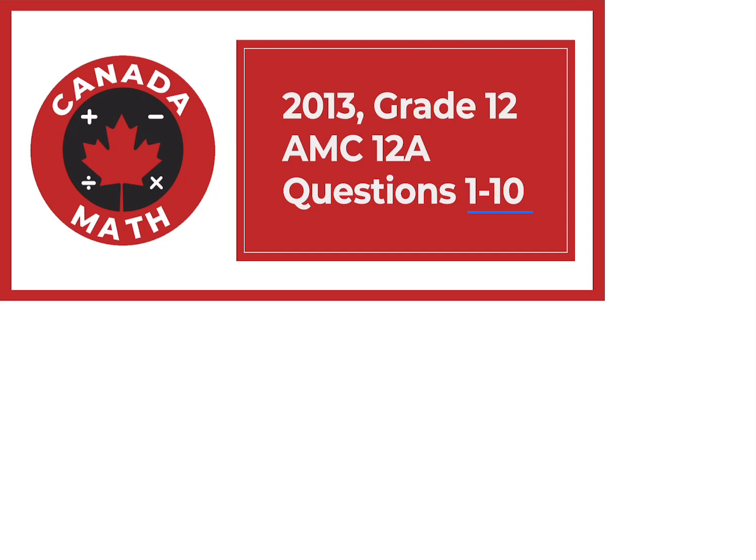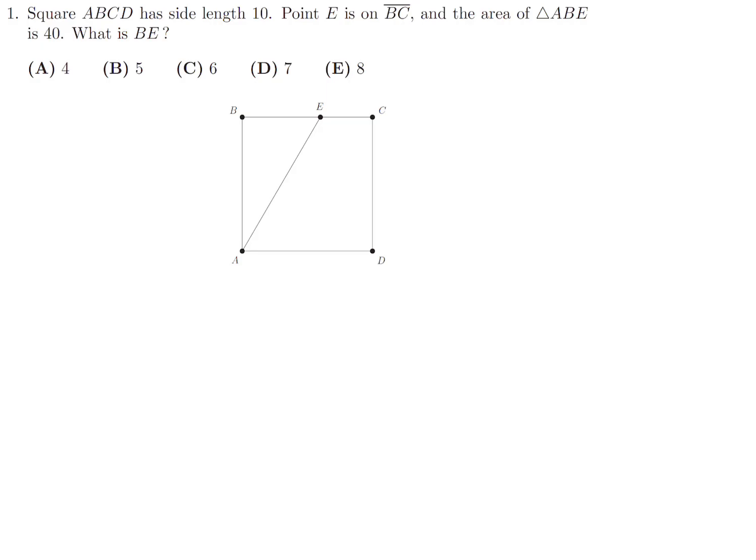Questions 1 through 10 on the 2013 Grade 12 AMC 12A. Square ABCD has side length 10, point E is on BC, and the area of ABE is 40. What is BE? This is 10, this is 10, and they told me that the area of this triangle ABE is 40. So the area of the triangle is calculated as 1/2 base times height. So the base we can use as BA, and the height we can use as BE.